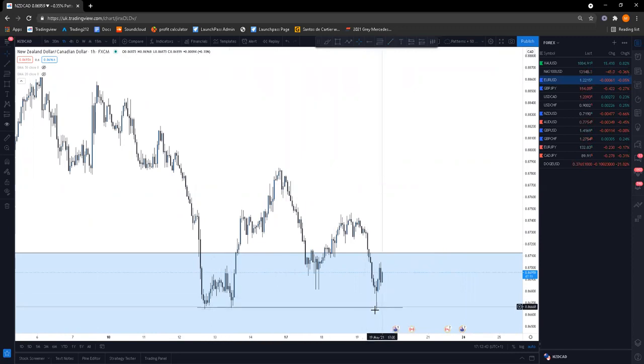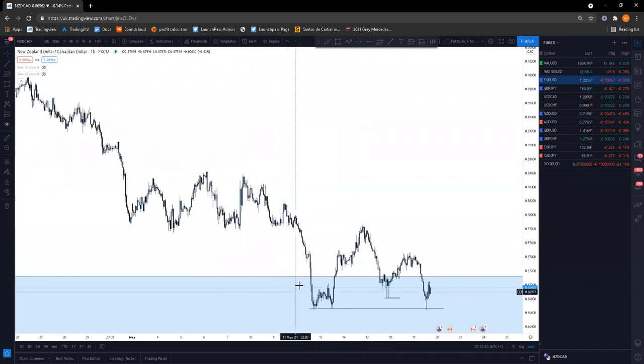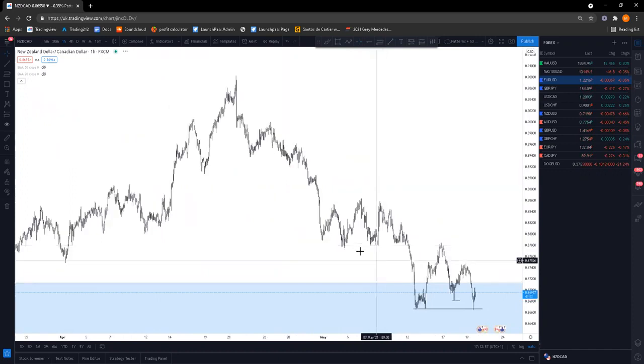it is a break of structure to the downside. You could argue now that we have equal lows right here as well that the market has taken care of. The market has taken care of all equal lows that I think the market would need to go to. So if anything on NZD CAD, we'd like to see a push to the upside.